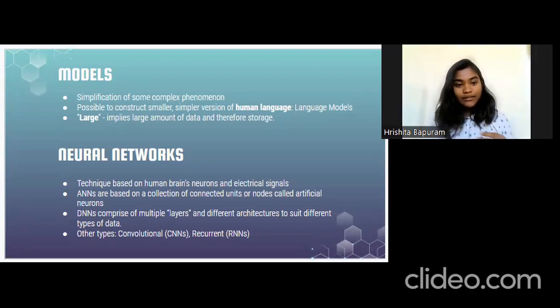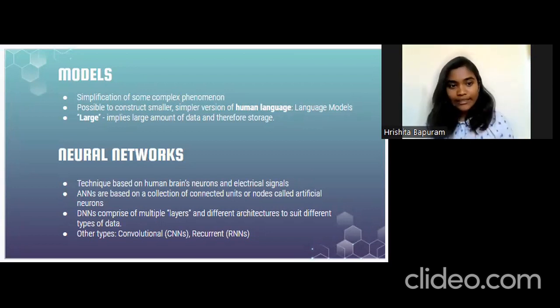Similarly, we can also construct a simpler version of the human language. So any language, English that we speak, can be simplified in a simpler format. That's a model. And that's where language models come in. And in large language models, the large simply implies that there is a large amount of data that is used to train it. So any model with a large amount of data implies that it requires a large amount of space to store it, and that's why we call it large language models.